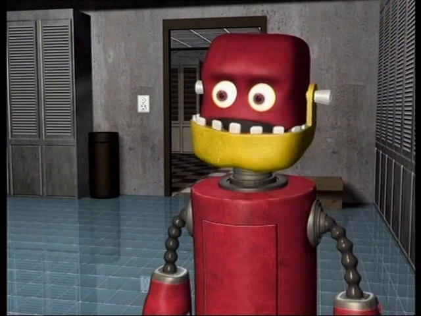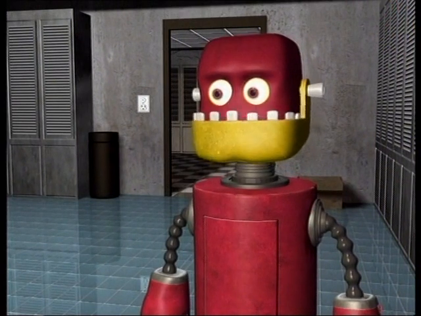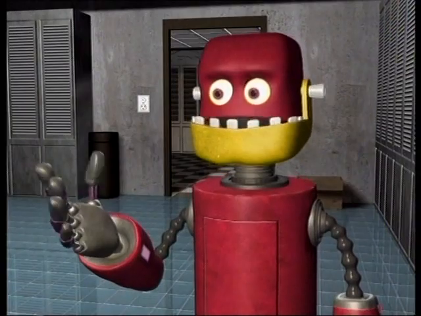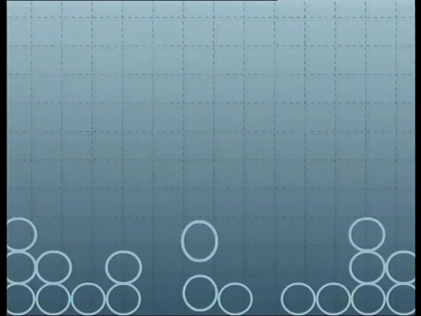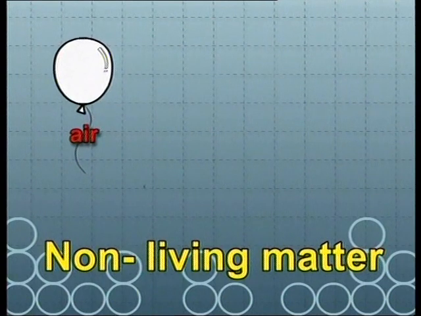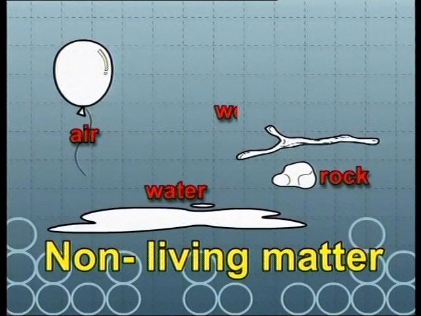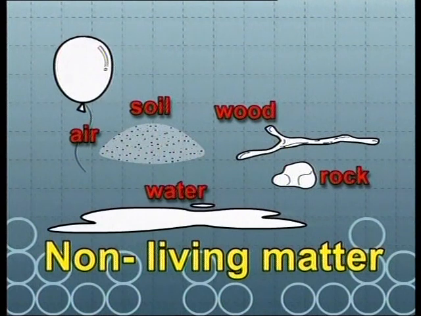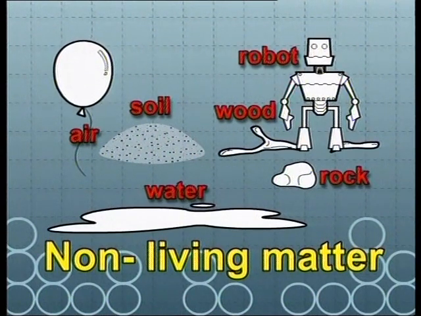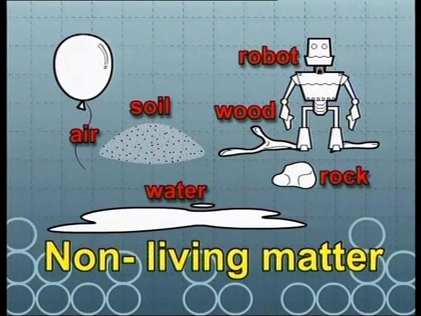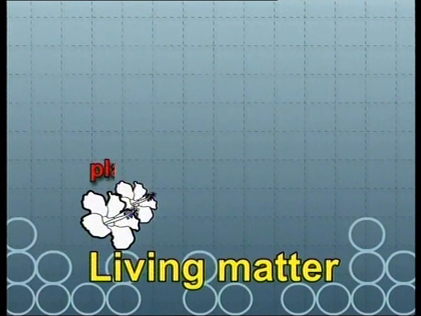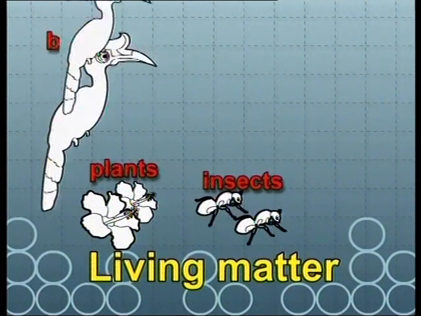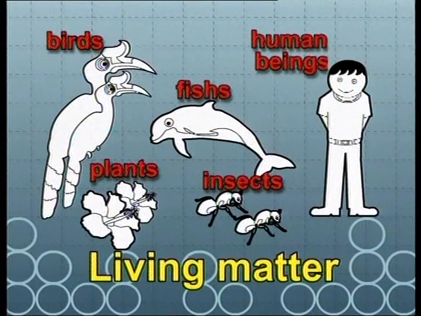Matter is anything that has mass and occupies space. Living and non-living things are matter. Air, water, rock, wood, soil, and of course, robots are examples of non-living matter. Plants, insects, birds, fish, and human beings are examples of living matter. Meow.